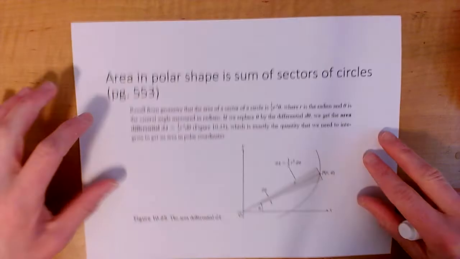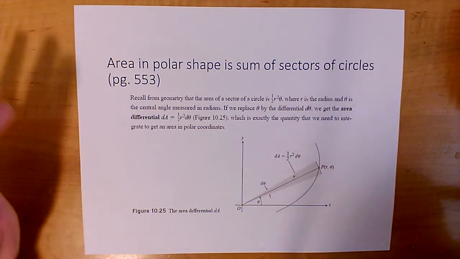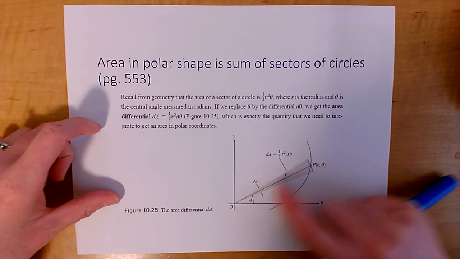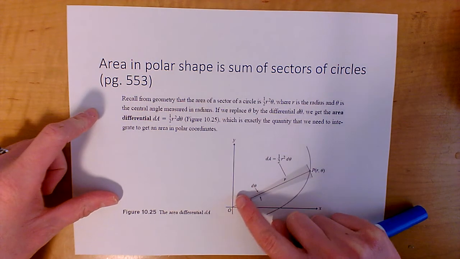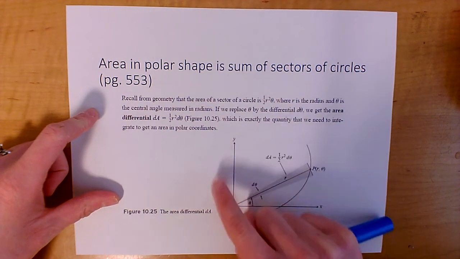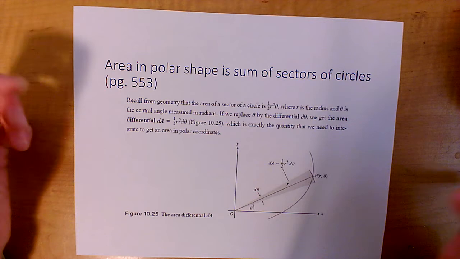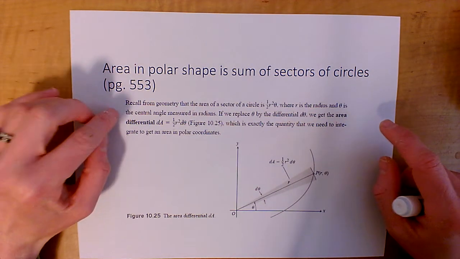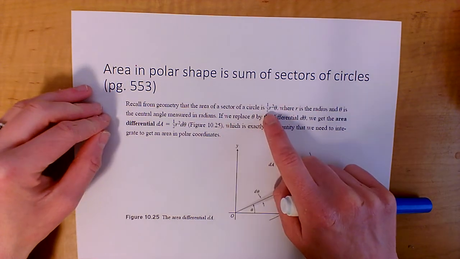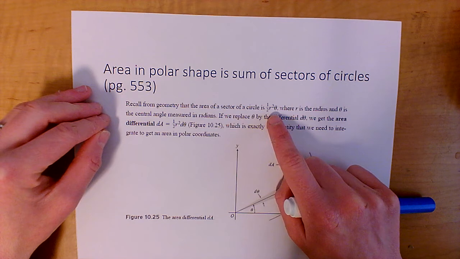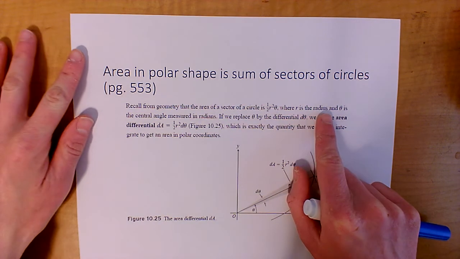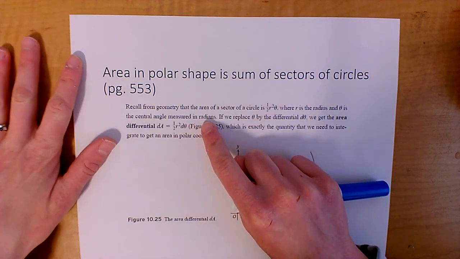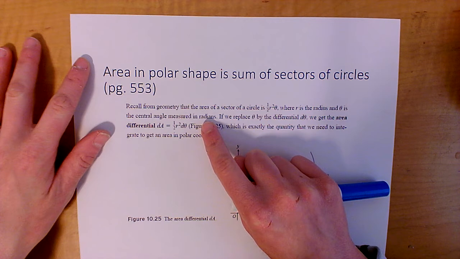So the area in a polar shape is going to be the sum of sectors of circles, right? So you can kind of think about this as dividing it up into an infinite amount of very thin sectors going the whole way around and then adding them all up. So if you remember from geometry, the area of a sector is 1/2 r squared theta, where r is going to be the radius and theta is the central angle, and for calculus we typically almost always use radians.